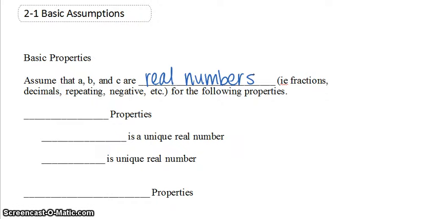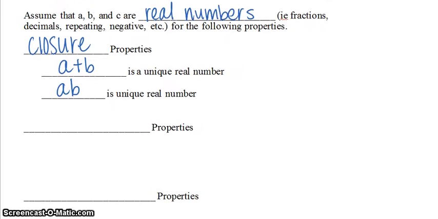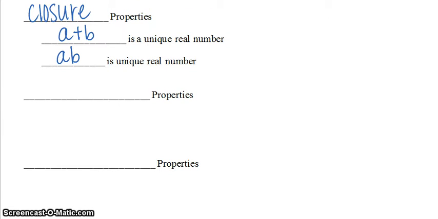So for the following properties, we have closure properties. So closure properties is A plus B is a unique real number, and also A times B. So that's the closure property. It's just basically saying that it's a unique real number. And the reason why it says closure properties is because we have two of them. It has the addition and the multiplication. So if you're specifically talking about one, it could be a closure property.